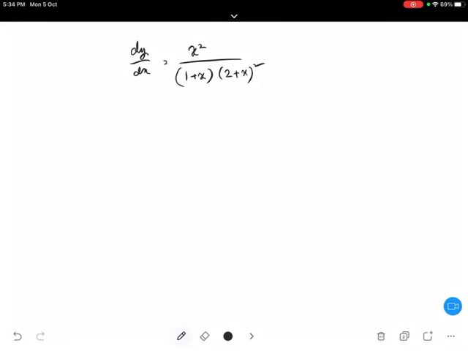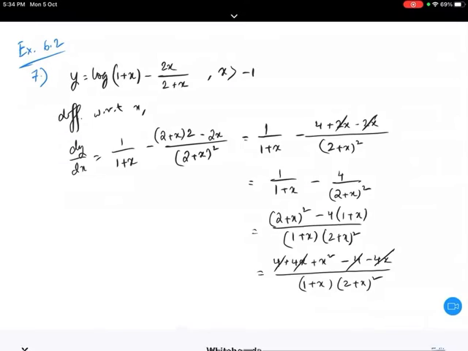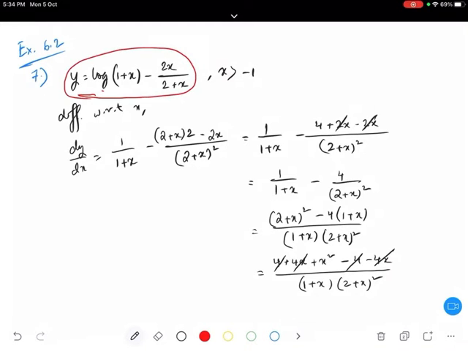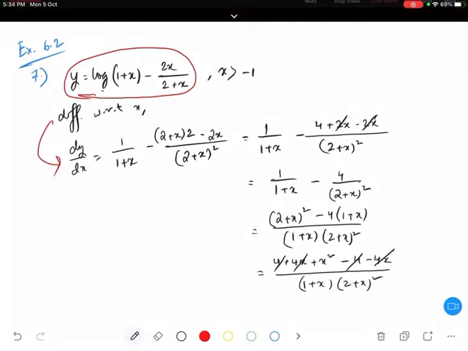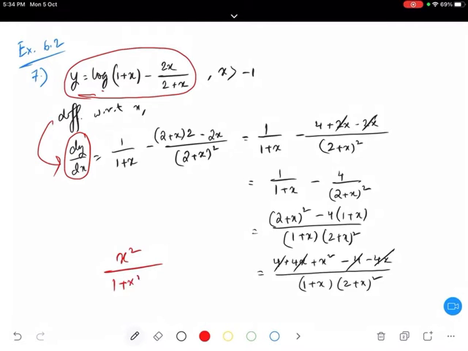Now look at here carefully. My question was, I have to prove that this function is increasing. So I found its slope. The slope which I found is equal to x square divided by 1 plus x, 2 plus x whole square. So this is my slope, right?